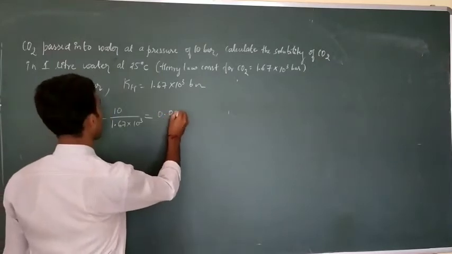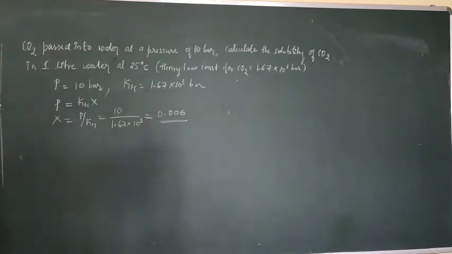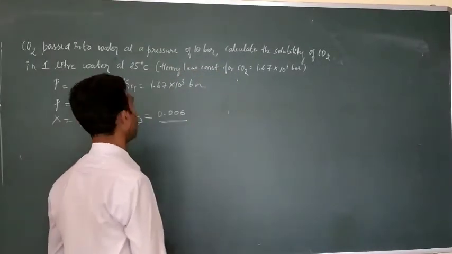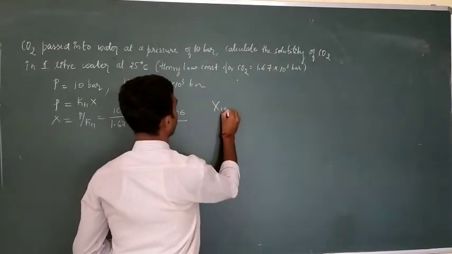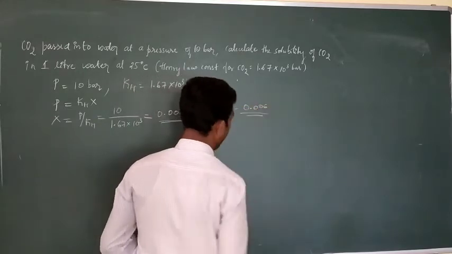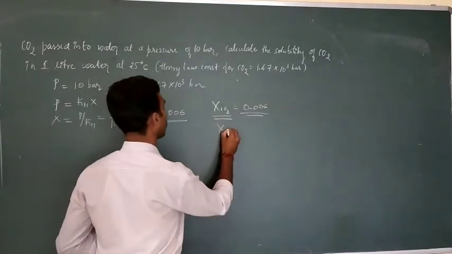So you can consider it as 0.006, okay, clear? So that is the x value, or mole fraction. So mole fractions tell us the x value of carbon dioxide. So this is the mole fraction, x of CO2, that is equal to 0.006.